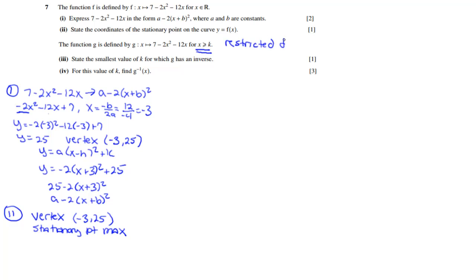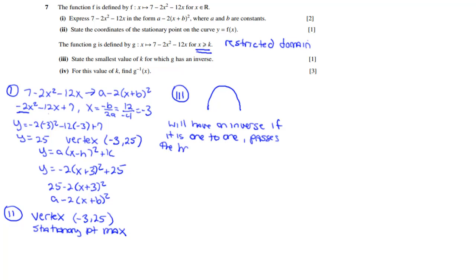So now in this next part, they've got a restricted domain. X is greater than or equal to k, but we need to tell them what k is, so that it's going to have an inverse. Well, keep in mind, it's going to have an inverse if it's a one-to-one function. And if it's a one-to-one function, it's going to pass the horizontal line test. So what we want to do is find the smallest value of x that's going to make it pass the horizontal line test. Well, we could use this right here, but the thing is that it's not the smallest possible value.